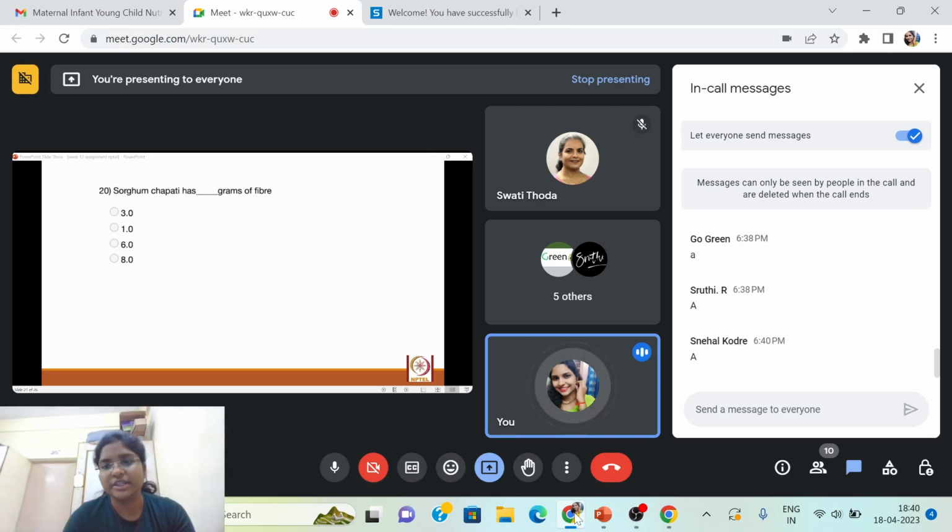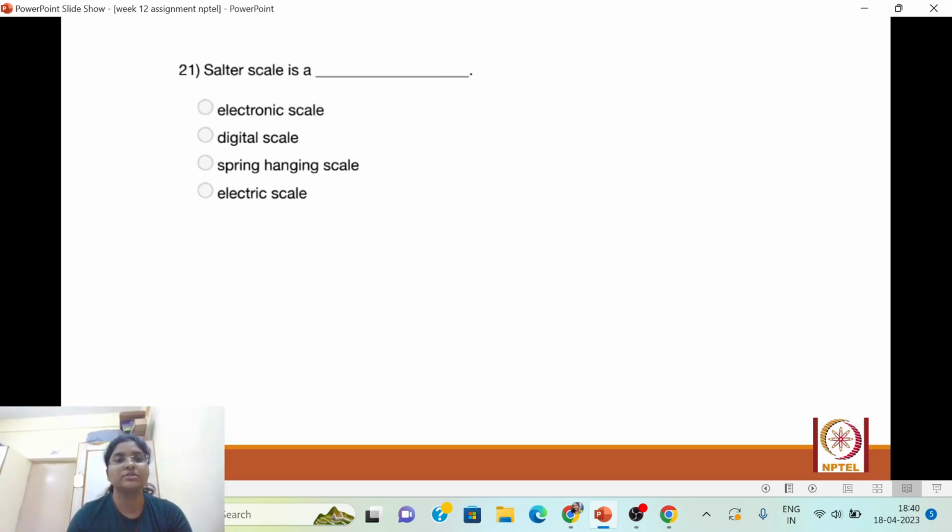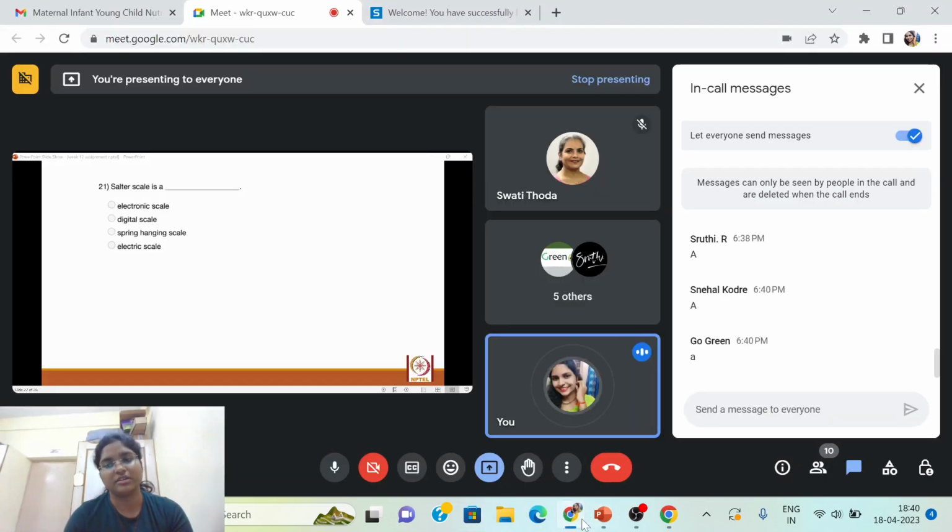A, 3 grams. Let's see if A is the correct answer. Yes. So sorghum chapati has around 3 grams of fiber. Moving on to the next question, 21. Salter scale is an electronic scale, digital scale, spring hanging scale, electric scale.